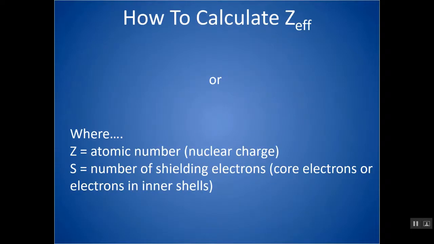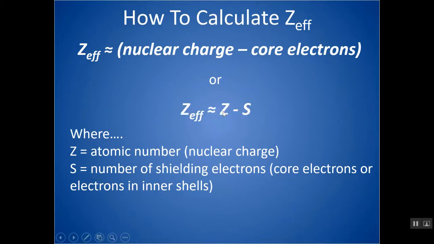So how can you actually calculate effective nuclear charge? All you do is you look up the atomic number, which would be the nuclear charge, because remember that the nucleus holds protons and neutrons, and only protons have a charge.